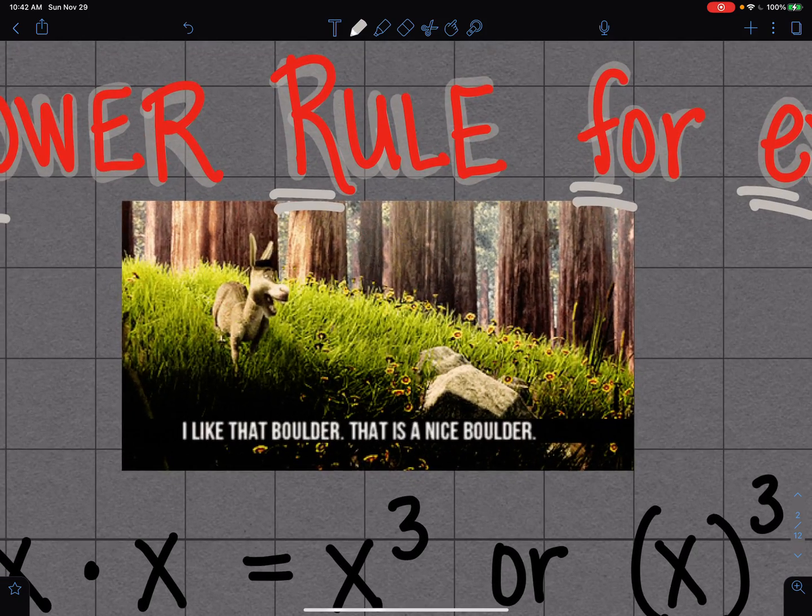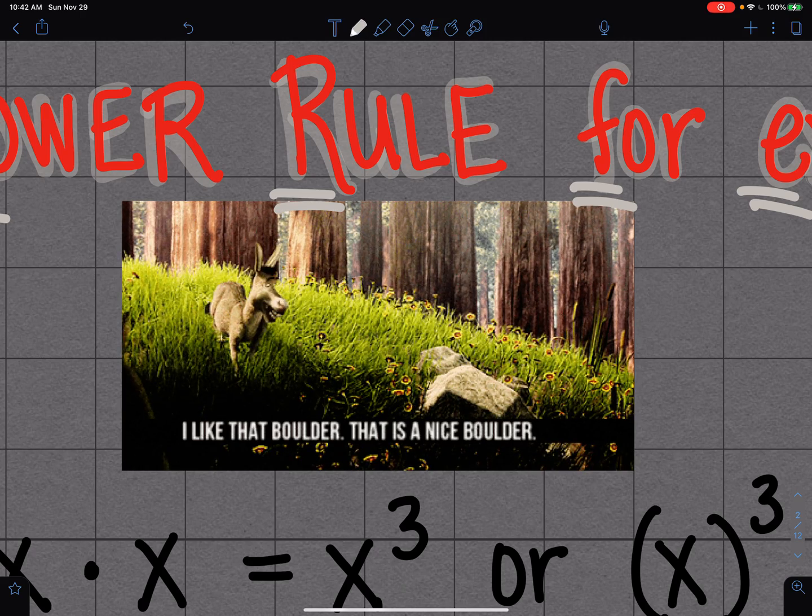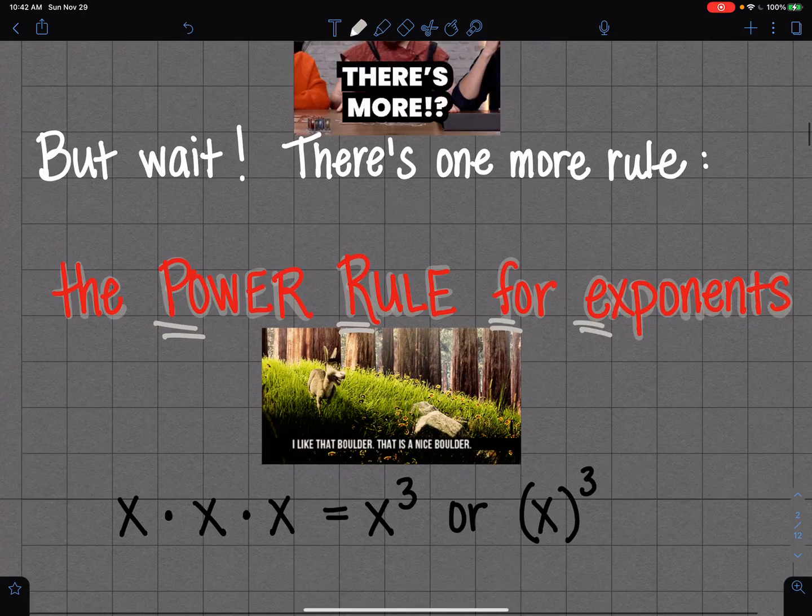And here's Donkey. I didn't have a clip of him saying, everybody loves a parfait. He does say that in the movie, as you know, but he also likes this boulder. That's a nice boulder.